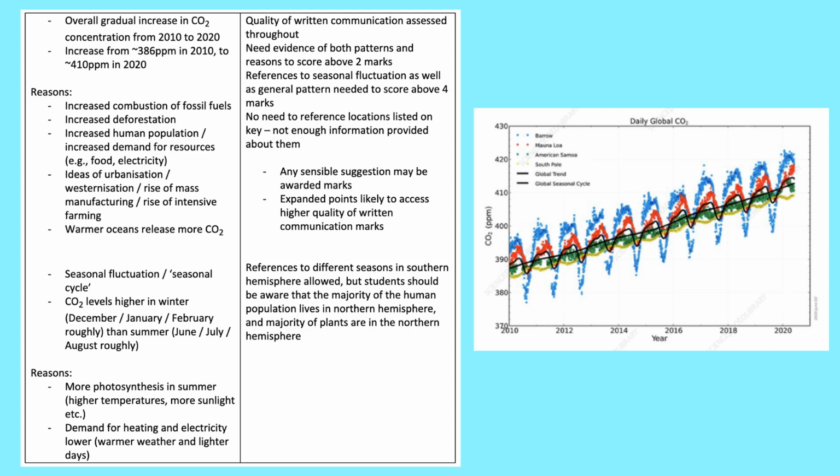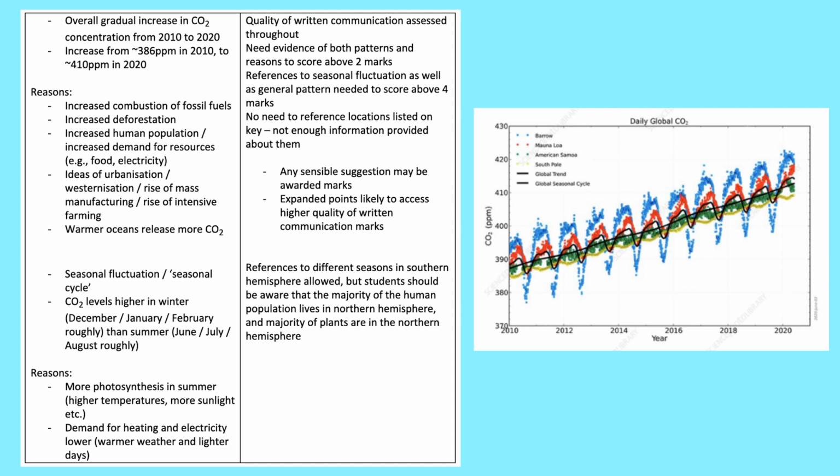You then need to use your own knowledge to come up with reasons for that trend, and any sensible suggestion will get you the mark. The key things to think about are increased combustion of fossil fuels. So we're talking coal, oil, and gas, burning those for electricity mainly, and that will release a lot of CO2. We've got increased deforestation, so that's the cutting down of trees, which means that there's less photosynthesis absorbing CO2 from the atmosphere, and that's to increase space, for example.